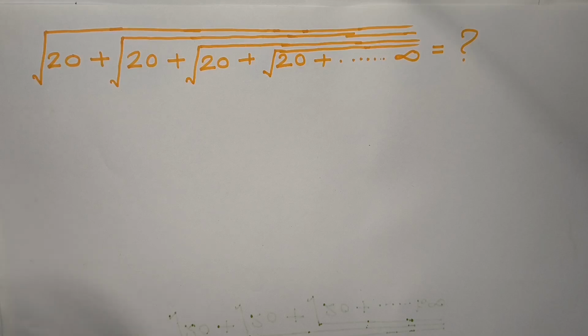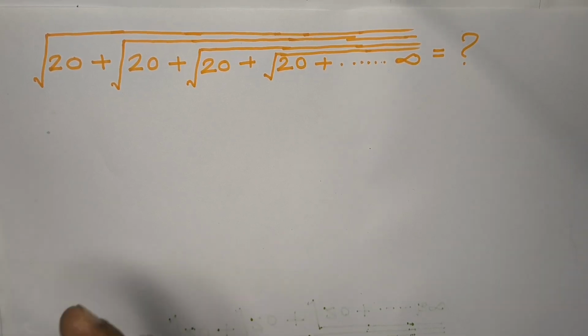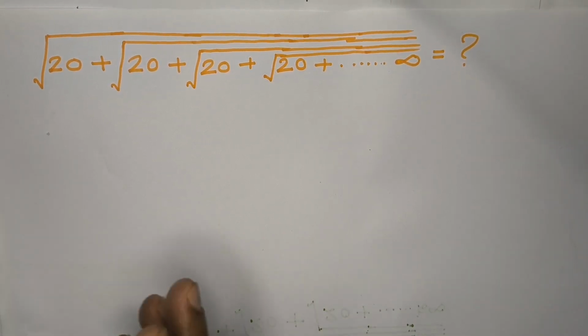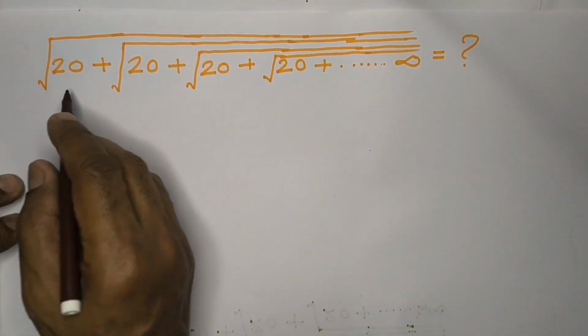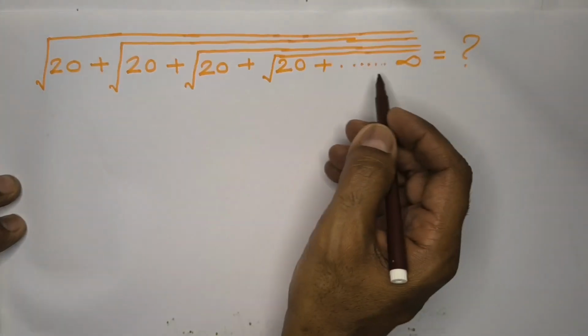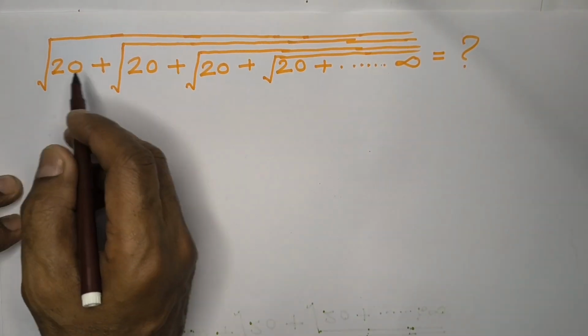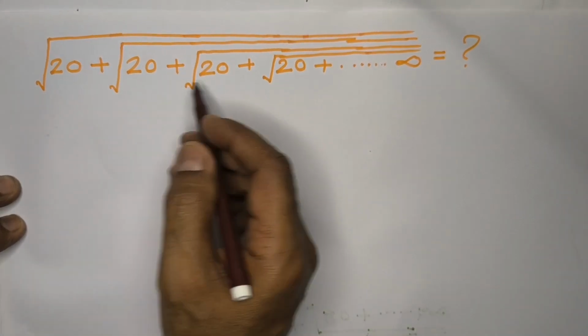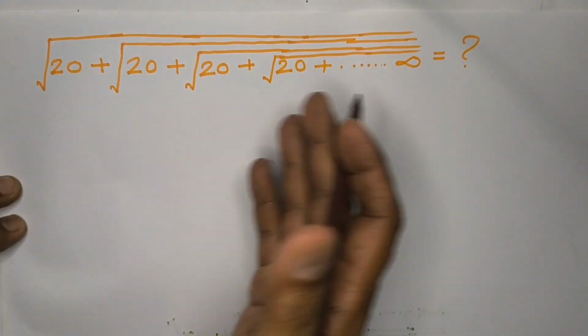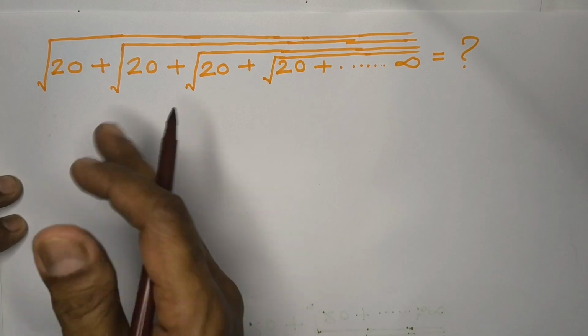Hi friends, today we are looking at simplifying an infinite series involving radicals. See, the given number goes up to infinity: square root of 20 plus square root of 20 plus, and it goes on up to infinity. That's why I said this is an infinite series.